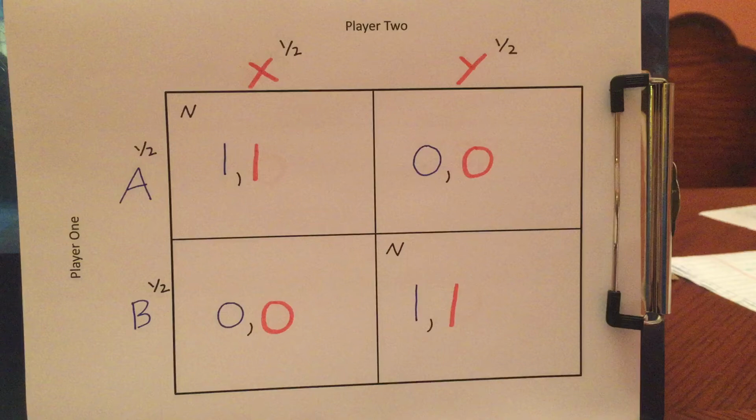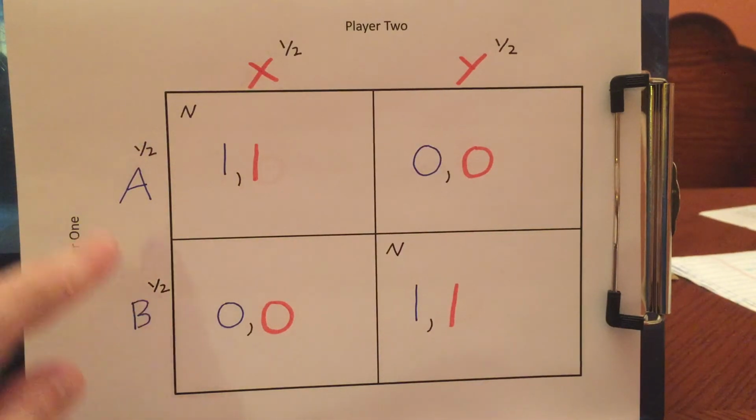This game, however, has a mixed strategy Nash equilibria where A is played half the time, B is played half the time, X is played half the time, and Y is played half the time. So what's going on here with this mixed strategy Nash equilibria is both players, when they play, write down randomize, pick A half the time and B half the time. Or player two says randomize, pick X half the time and Y half the time. And if they both do that, that's a Nash equilibria. The reason is neither would regret their choice given what the other person did.